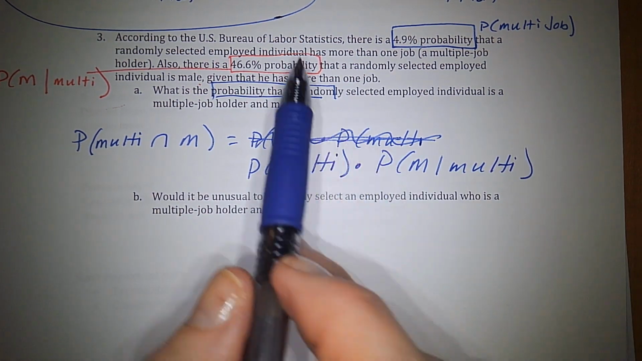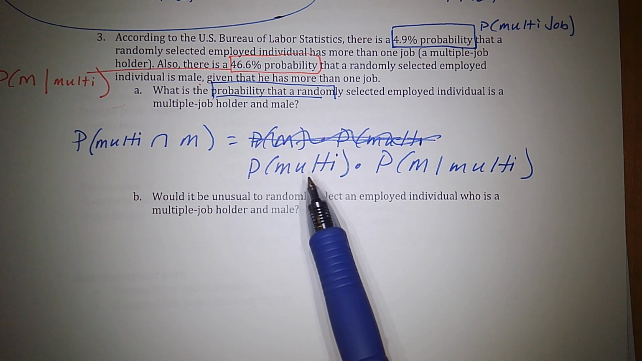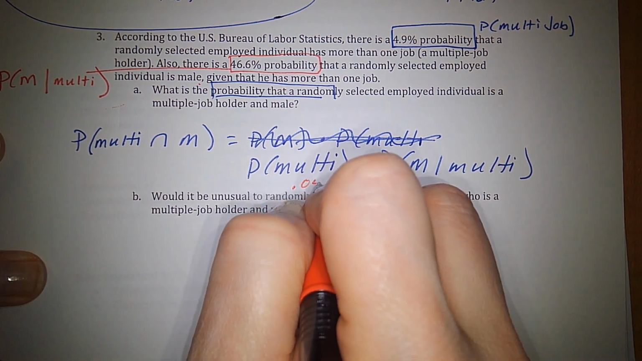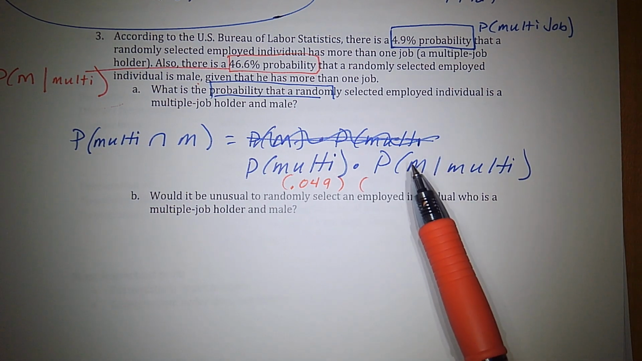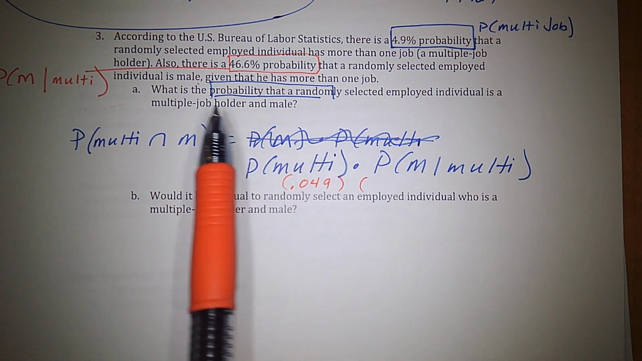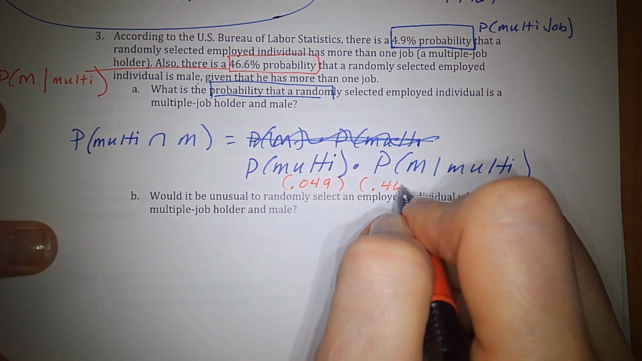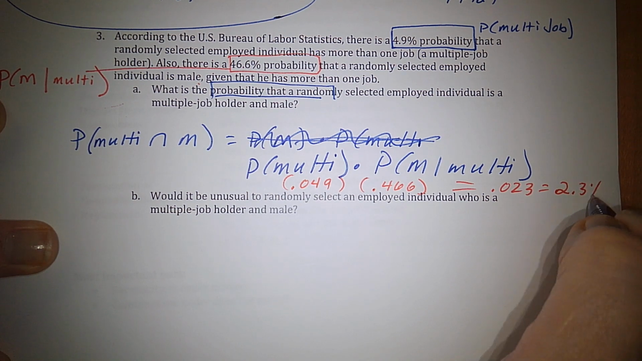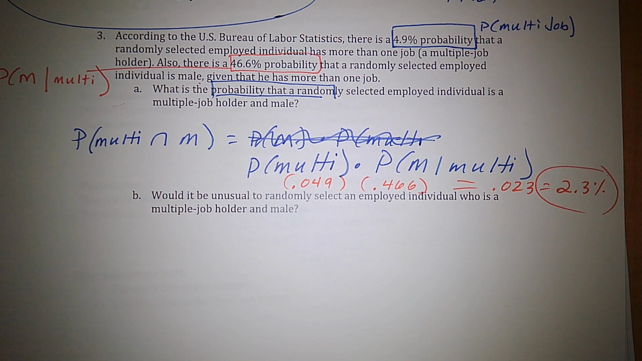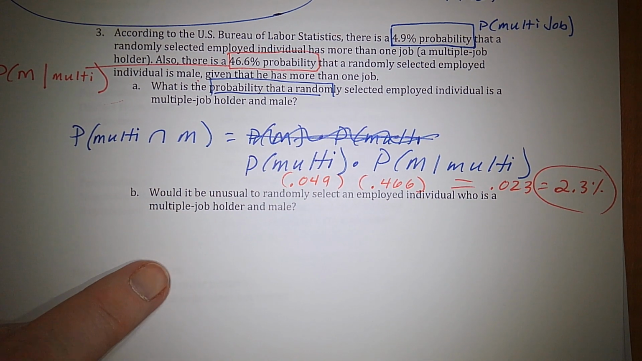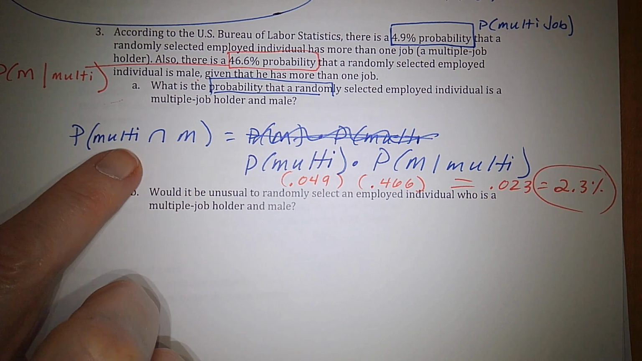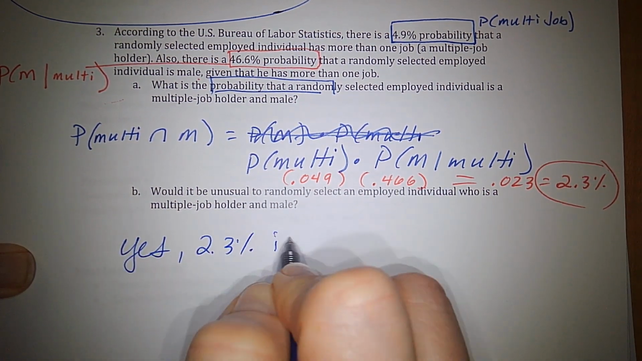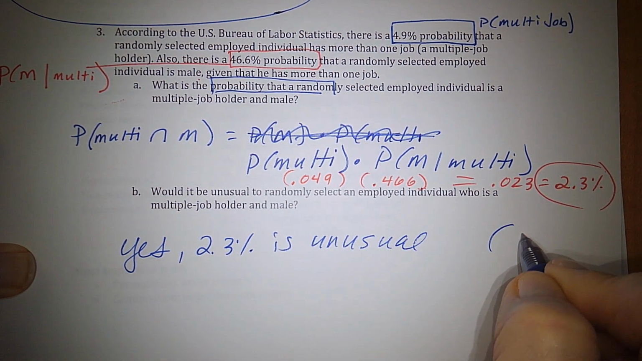And I have all of this information up here in the problem. The probability of somebody being a multiple job holder is 4.9%. So this is going to be 0.049. We're going to multiply that by the probability of somebody being male, given they're a multiple job holder, which is 46.6%. And that's going to come out to a total of 0.023, or 2.3%. So would it be unusual to randomly select this employed individual who is a multiple job holder and male at the same time? Is that number unusual? And the answer would be yes. 2.3% is unusual since it's less than 5%.